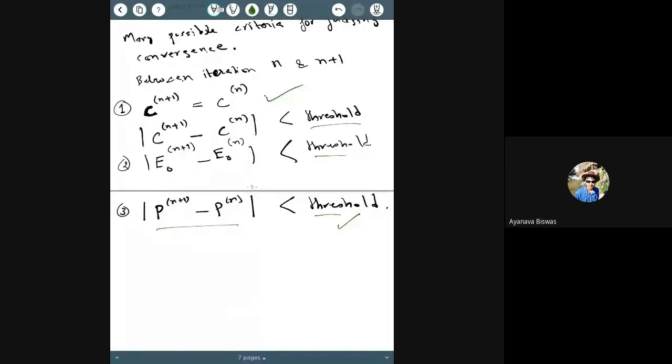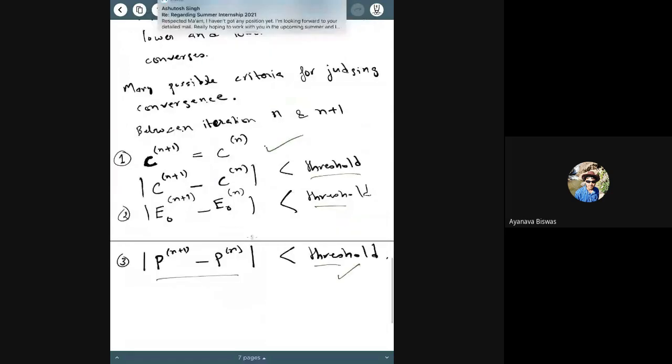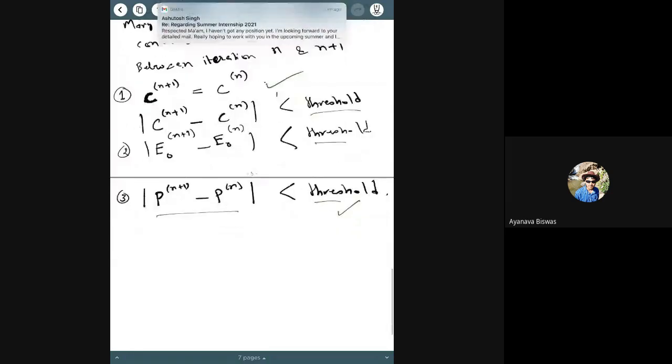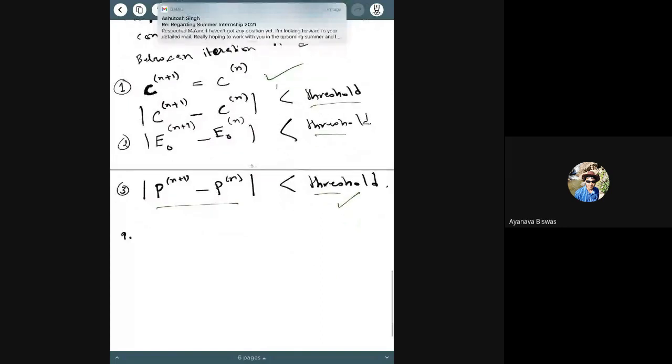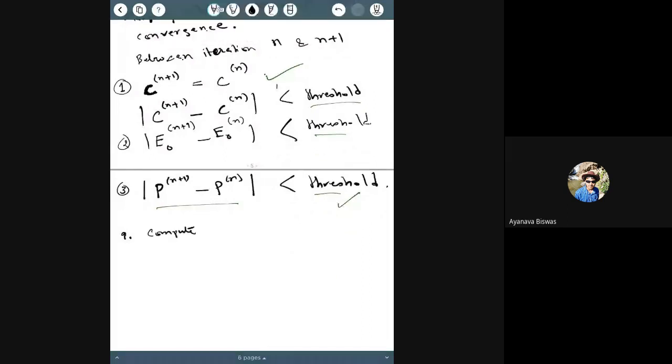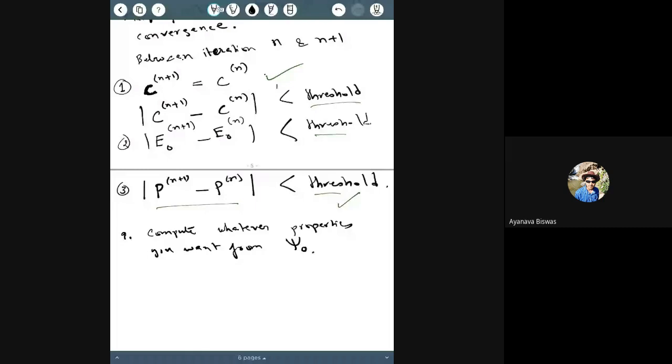And once everything has converged, of course, we had 8, and you have computed the energy, and then you have 9. So then you can compute whatever properties you want from psi. Okay. So that is the summary of the Hartree-Fock procedure.